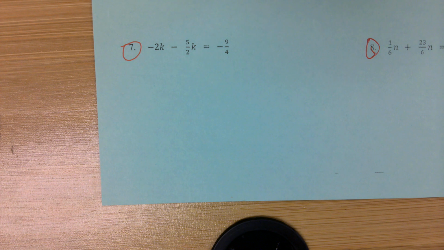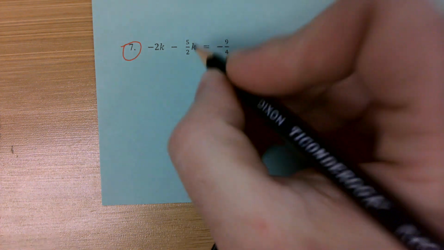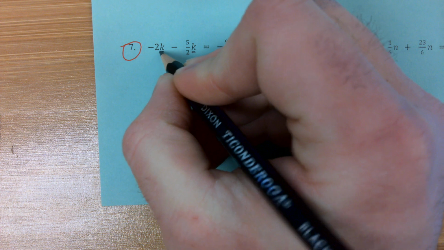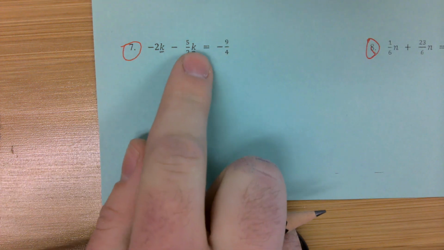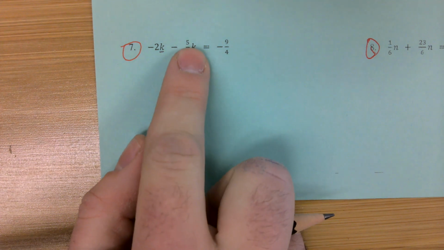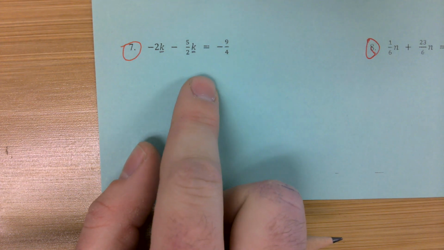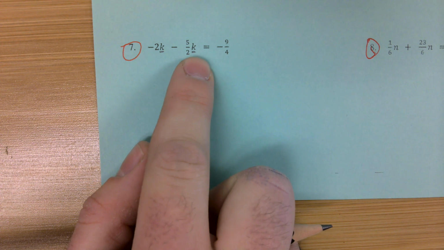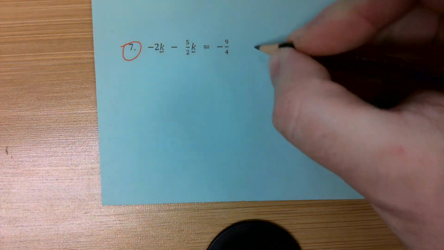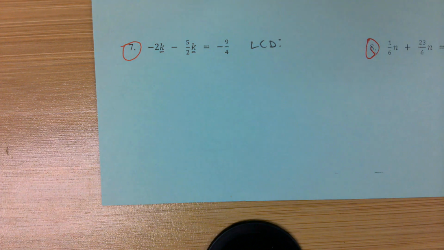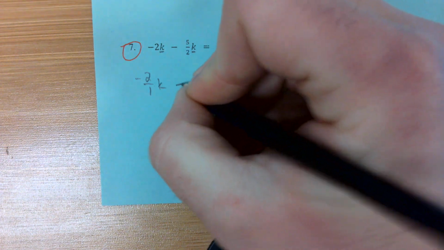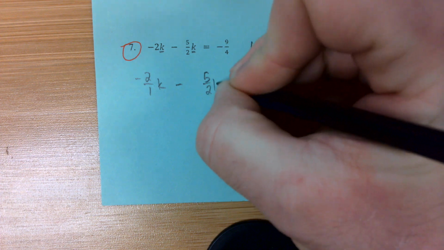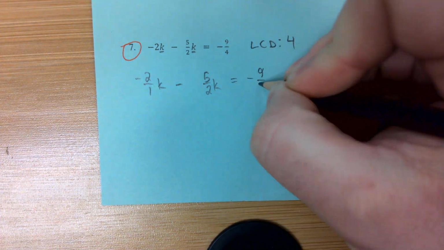We've got a similar looking problem, except hopefully you guys noticed that there's two variable terms here on the left, okay? I saw a lot of people adding 10 to both sides. We can't do that because this is going to be 10k. So first, what's our LCD between 1, 2, and 4? It's going to be 4, right? So we want to make 4s on the bottom. We got negative 2/1k minus 5/2k equals negative 9/4.